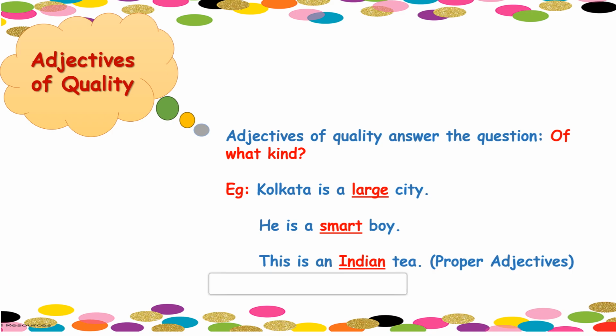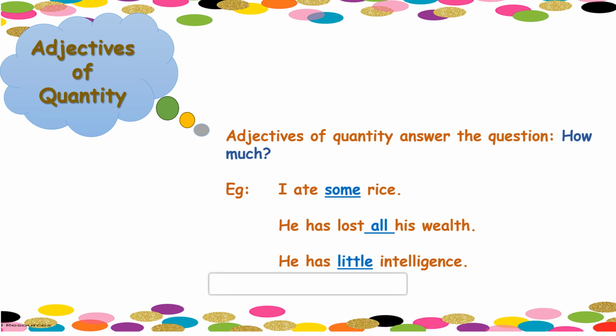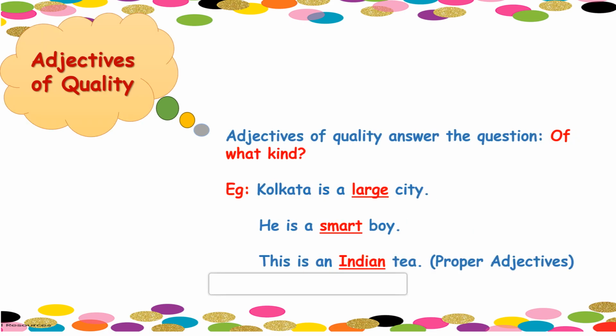Now, in the second video I discussed with you all adjectives of quality, adjectives of quantity, and adjectives of number. In adjectives of quality, students, I told you that an adjective of quality is used to answer the question of what kind. Okay, it qualifies the noun. You can see the examples given: large, smart, and Indian. So here three examples are given, and all these examples fall in the category of adjectives of quality.